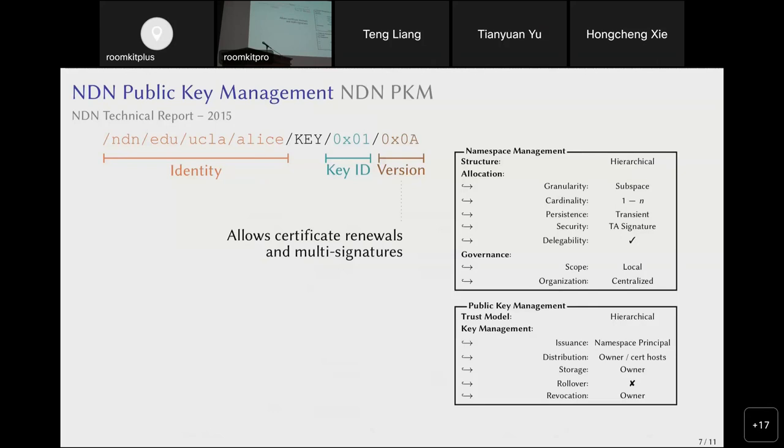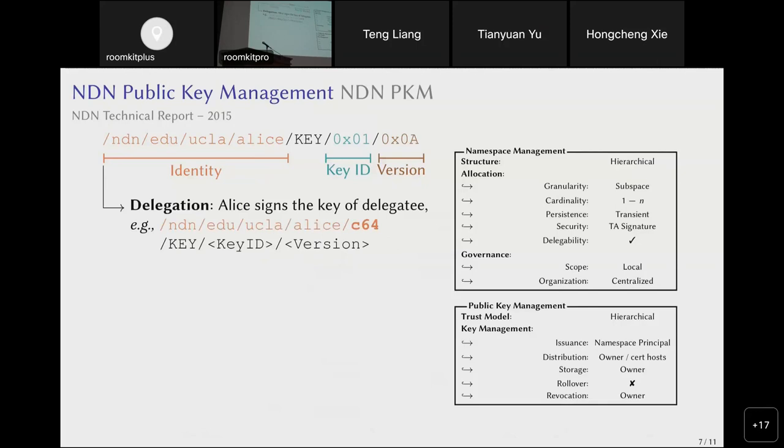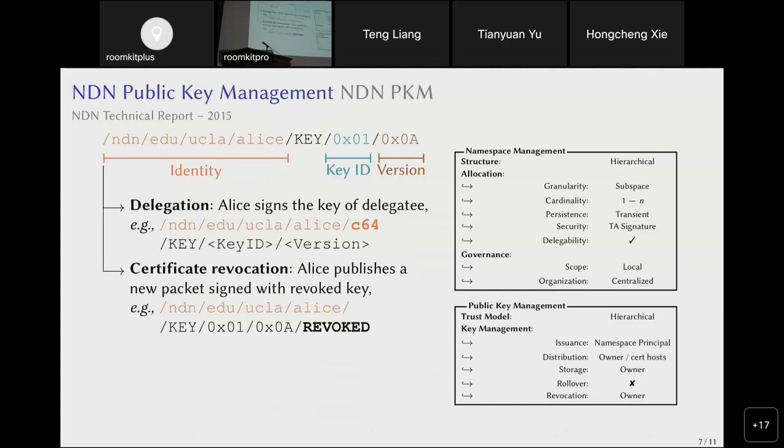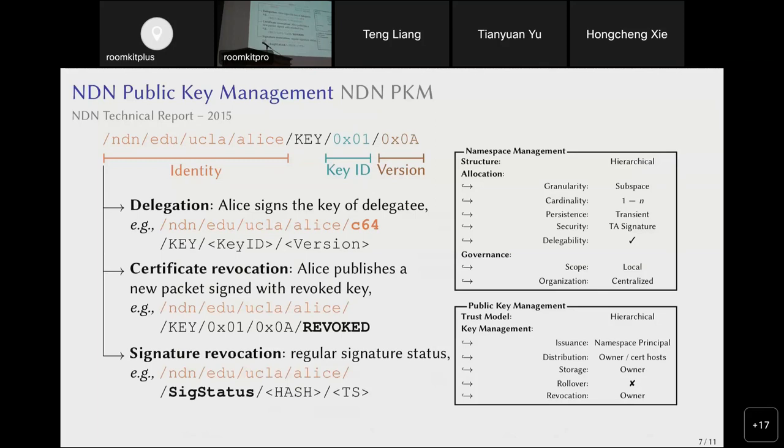Here, to delegate a subnamespace, you just have to sign the public key of the new owner and publish the certificate under the name of that subnamespace. You can revoke certificates by publishing a self-signed certificate under its original name with an extra revoked name segment at the end. And you can also revoke single signatures, a feature that is not common in other PKIs.